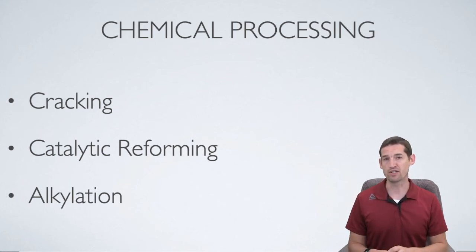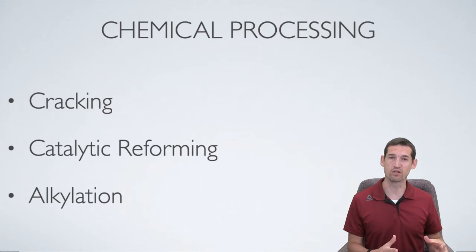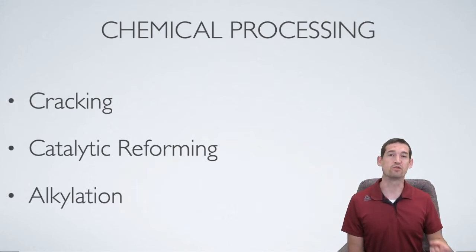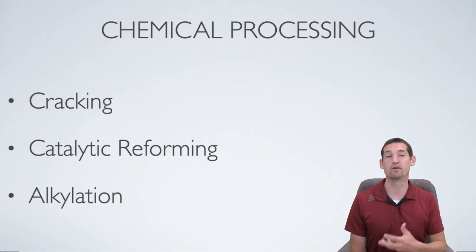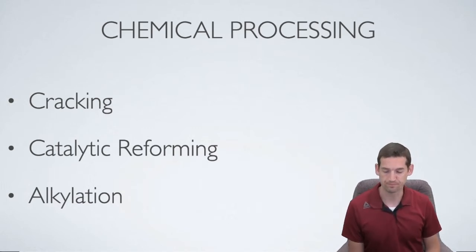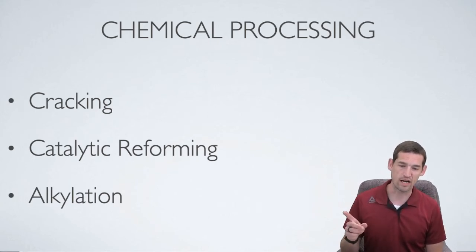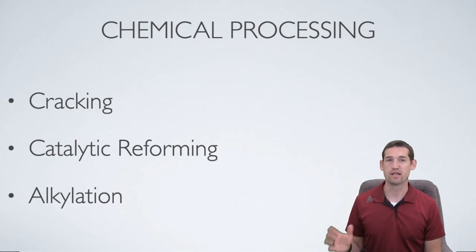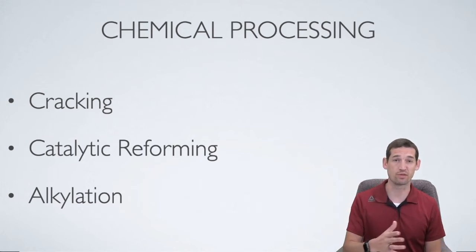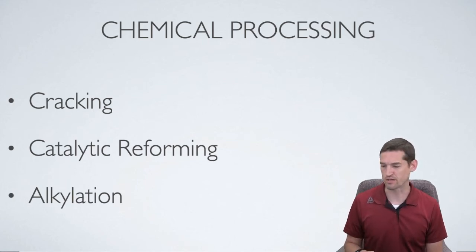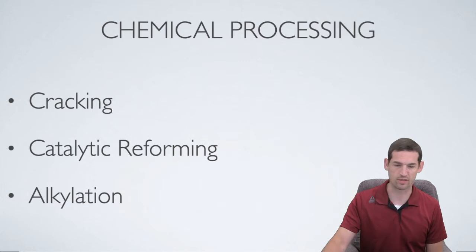So chemical processing allows us to take some of those big molecules that we don't need as much of and turn them into smaller molecules that we have more use or more demand for. There are three types of chemical processing we're going to look at: cracking, catalytic reforming, and alkylation. Each of these is trying to turn this into something more useful for us, but they're doing it in different ways. So we'll look at each one a little bit separately.